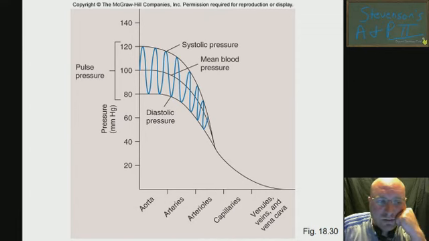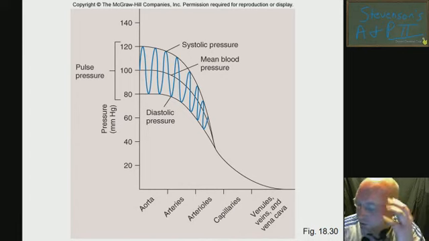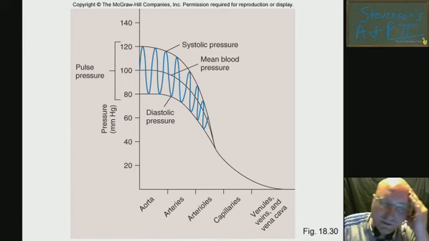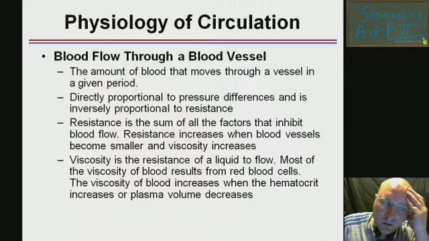And notice that it is very distinct in your aorta and the arteries. By the time you get to the arterioles, capillaries, and the veins, venules, and vena cava, there's not much difference between the blood pressure from the systolic to the diastolic. But there is a very distinct difference in pressure between diastolic and systolic when you're in the arteries, especially the aorta.